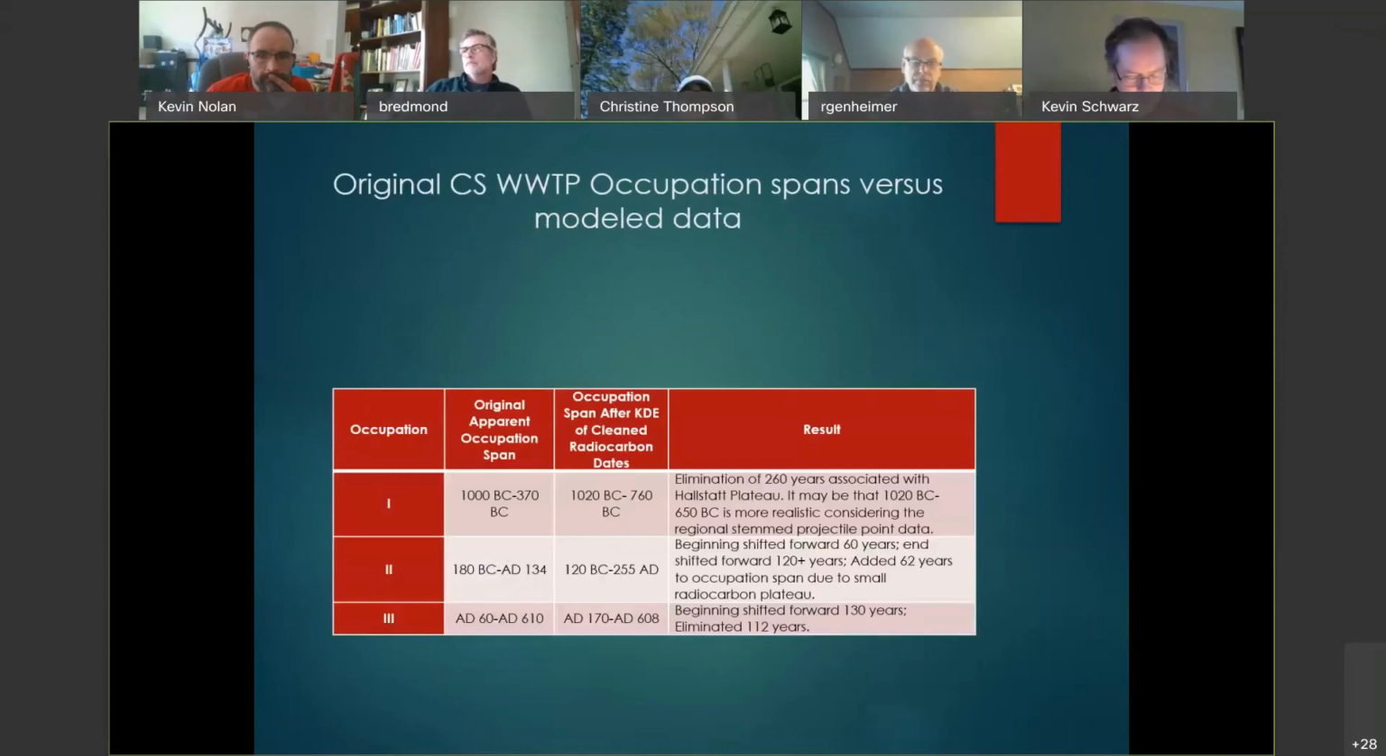So this is the 3rd iteration showing the results of all these analyses. It shows substantial improvements in the chronology, with 2 of the 3 occupation spans being shorter, but responsibly so. I'm covering the diagnostic data. Also, 2 of the 3 occupation spans are shifted forward a little bit, between 60 and 130 years. And I'll talk about why that is, and why I think that is, in a couple minutes.